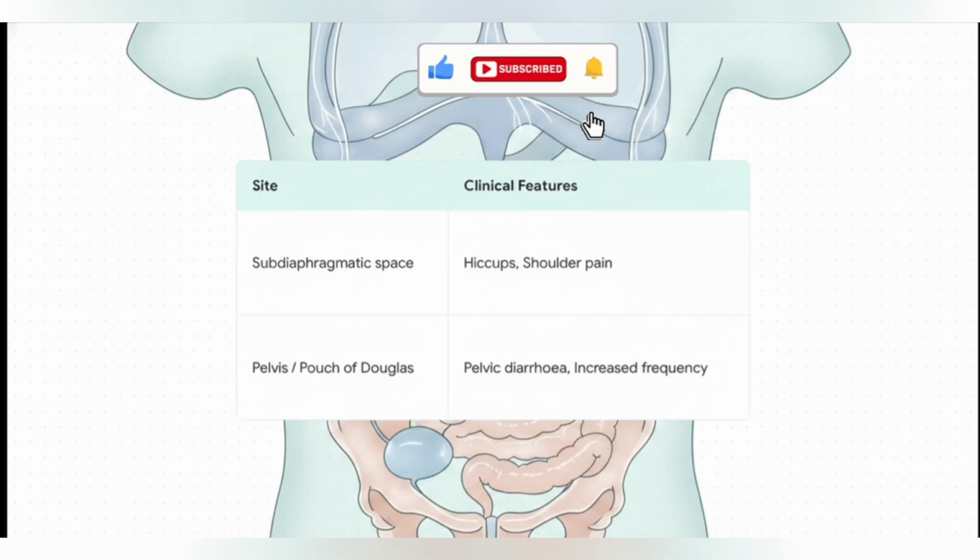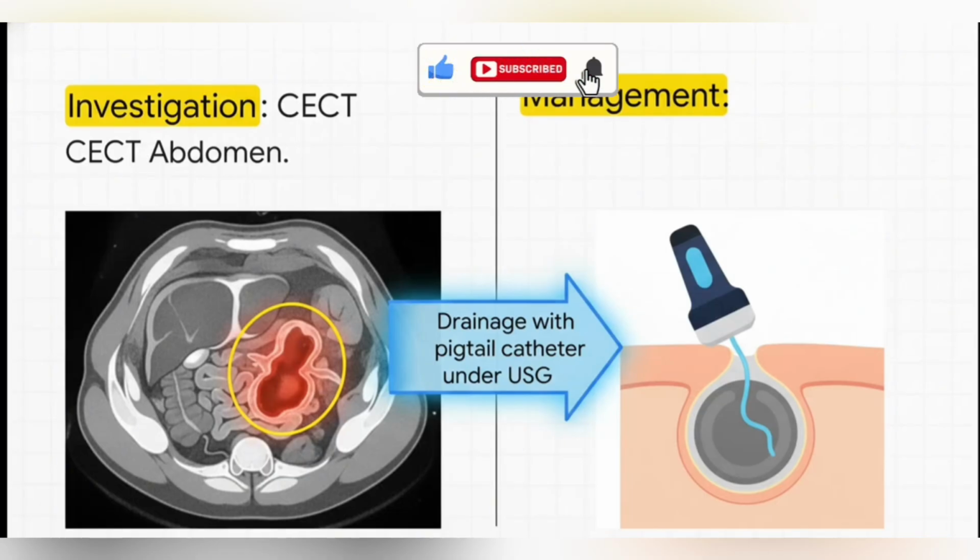तो patient को pelvic diarrhea होगा, which is mostly mucus and increased urinary frequency. You can literally diagnose the site just by listening to the symptoms. Okay, so you suspect an abscess. Next step क्या है?